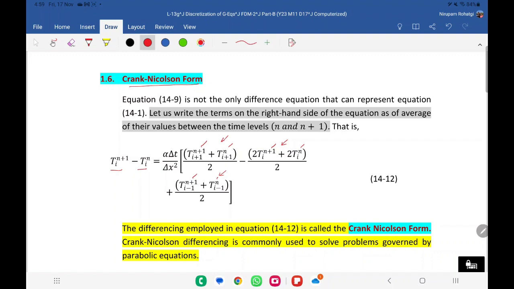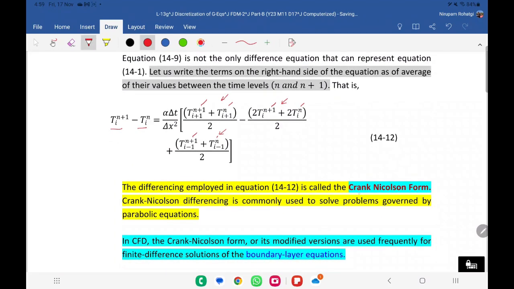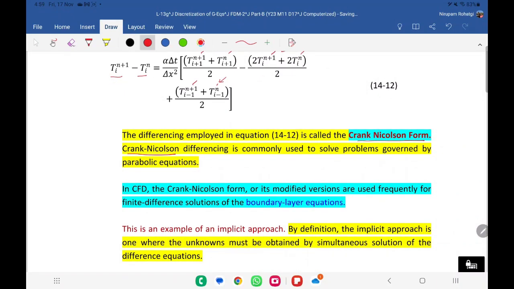And now this equation cannot be solved on its own. But still it is very popular because of its stability. Okay. So this is called Crank-Nicholson form. It's a very popular form, and that is why I picked it up. You should be remembering this. In CFD, Crank-Nicholson form or its modified versions are used frequently for finite difference solution of boundary layer equation. When you are talking about boundary layer, this is very well used. But otherwise also it can be used.